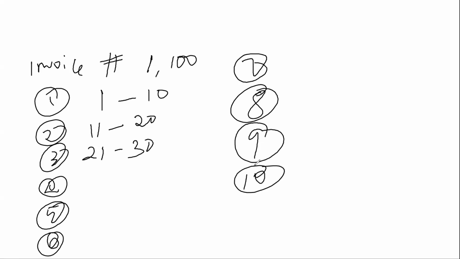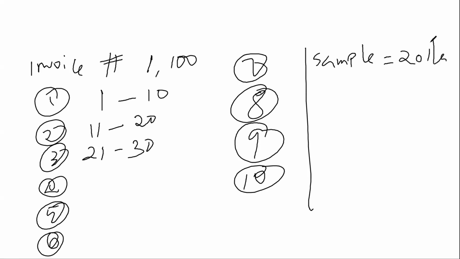However, don't forget one group is made of 10 items. The sample that I want must have 20 items. That means, therefore, I need to pick two groups.